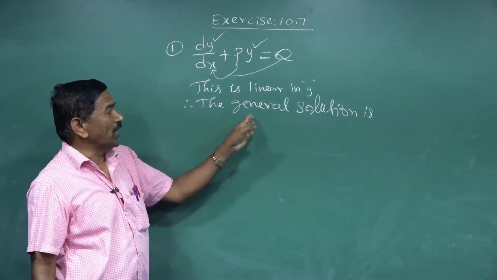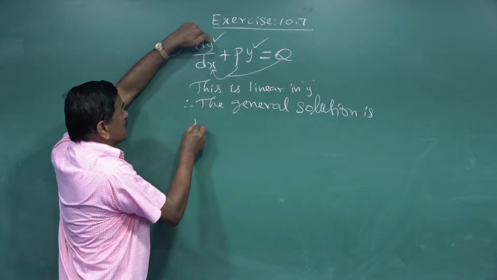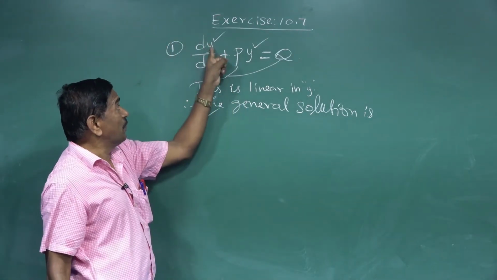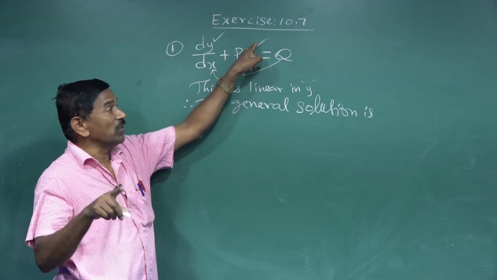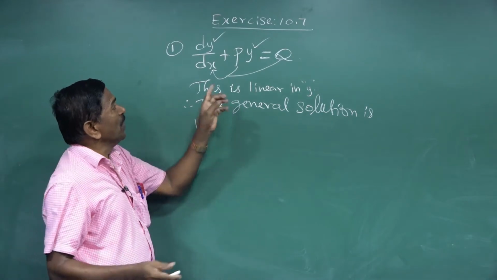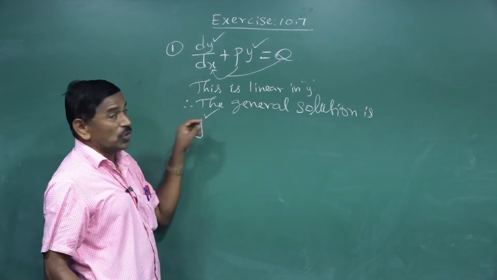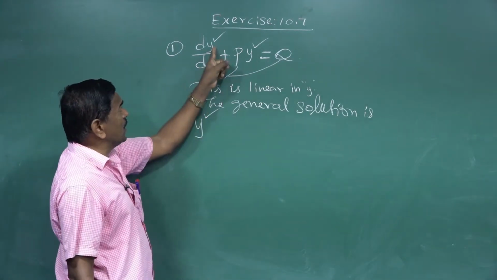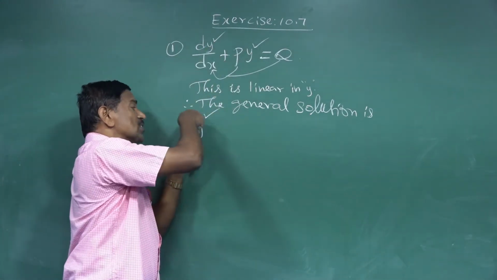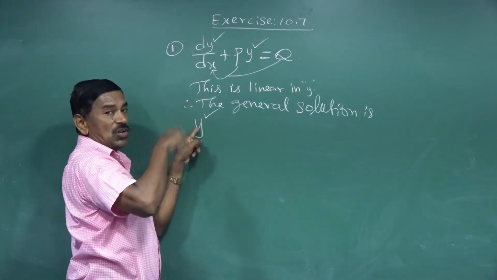Listen, how to write the general solution: come to the question. Differential of y, therefore starting with y. Differential of y means only one y whose power is 1 and which is free, and there is no other y. That is very important. The y coefficient and Q are functions of x, and this is linear in y. Now I want to write the general solution: differential of y, therefore the solution starts with y.